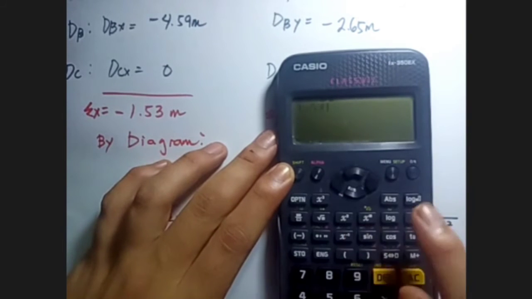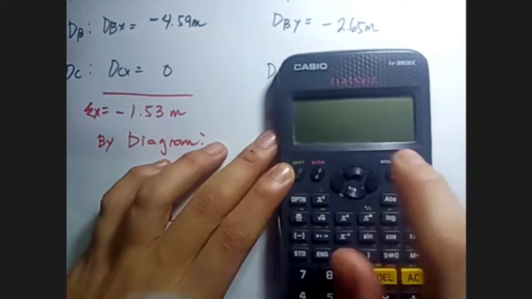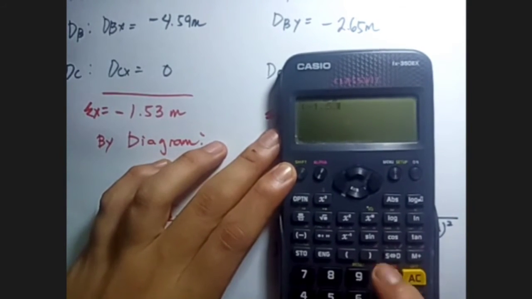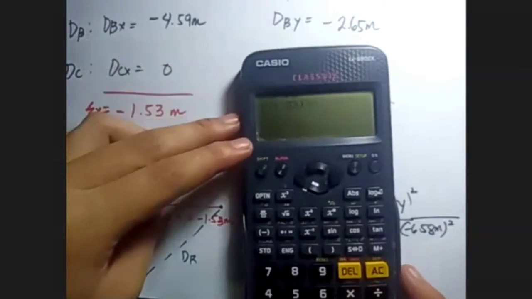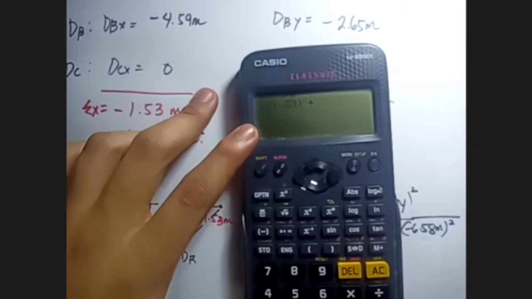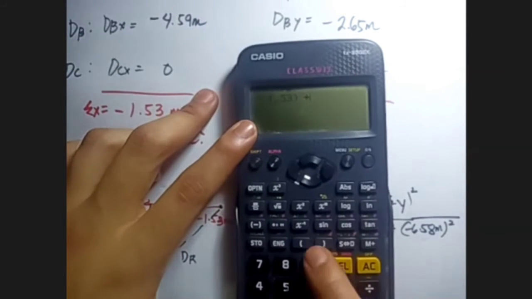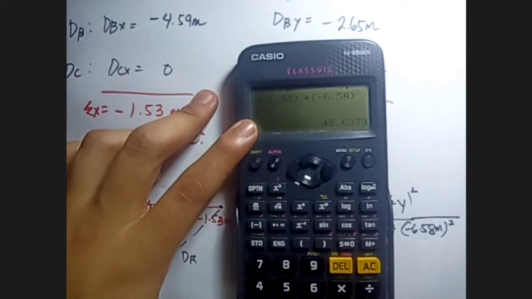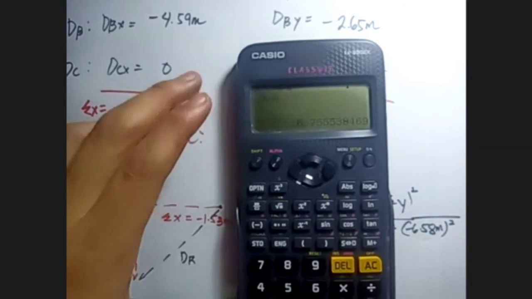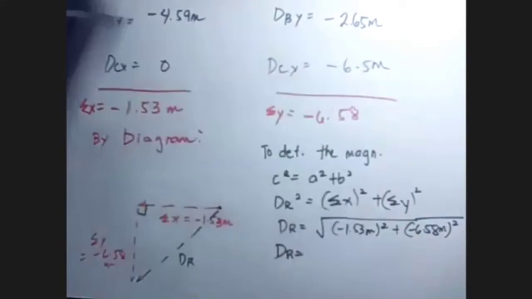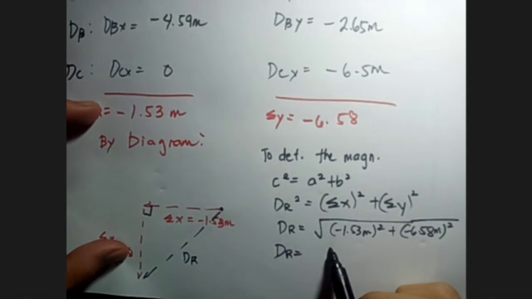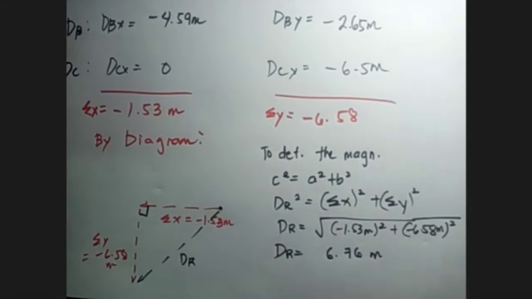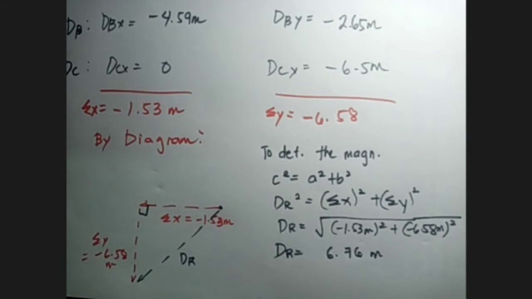So 1.53 squared. Sige, kung wala kayong ganitong calculator, first step is to determine the negative 1.53 squared plus negative 6.58 squared. Okay, pinag-add natin, then get the square root of that, equivalent to 6.76. Okay, so this is 6.76 meters. Meron pa bang positive o negative yan? Wala. Walang positive at negative yan, ang 6.76.